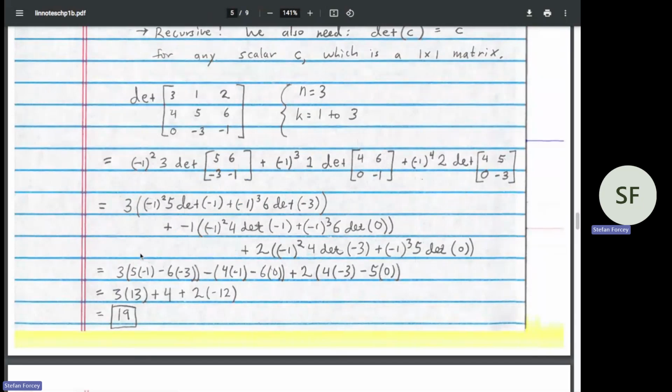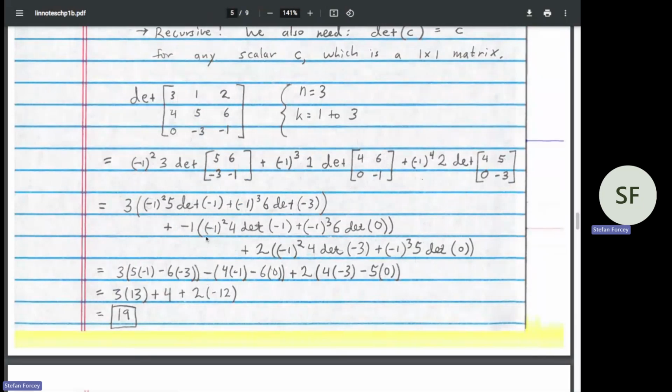easily simplified things. For instance, in the first term I have 3, I have negative 1 squared, which is 1, I have 5, and I have the determinant of negative 1, which is negative 1. The determinant of a number is just itself. And then negative 1 cubed, which is minus 6 times the determinant of negative 3, which is just 6 times negative 3. So altogether, that first term there, you can see it in the original as taking 3 times 5 times negative 1 minus 6 times negative 3. But it does follow the formula.